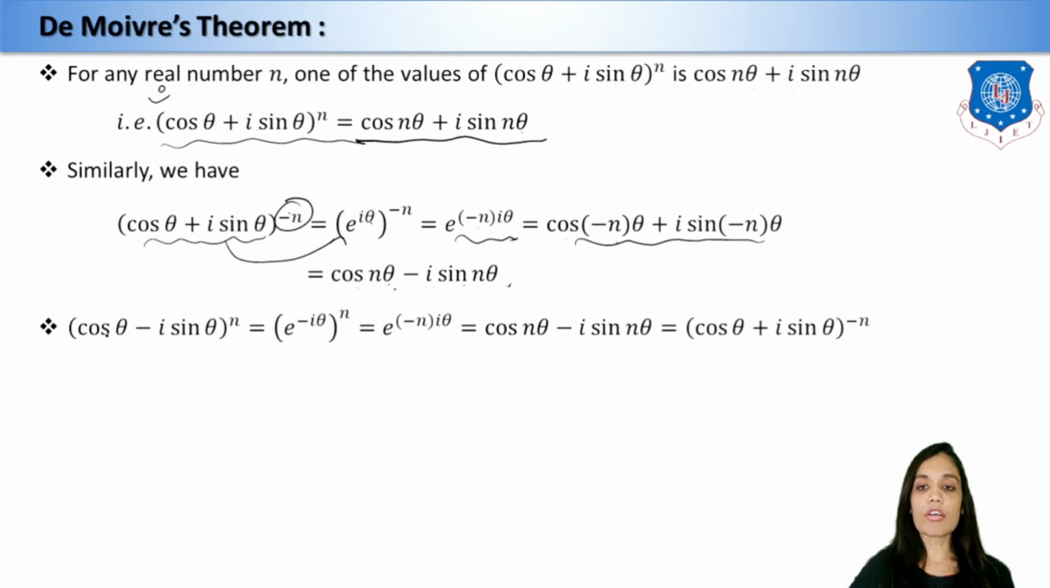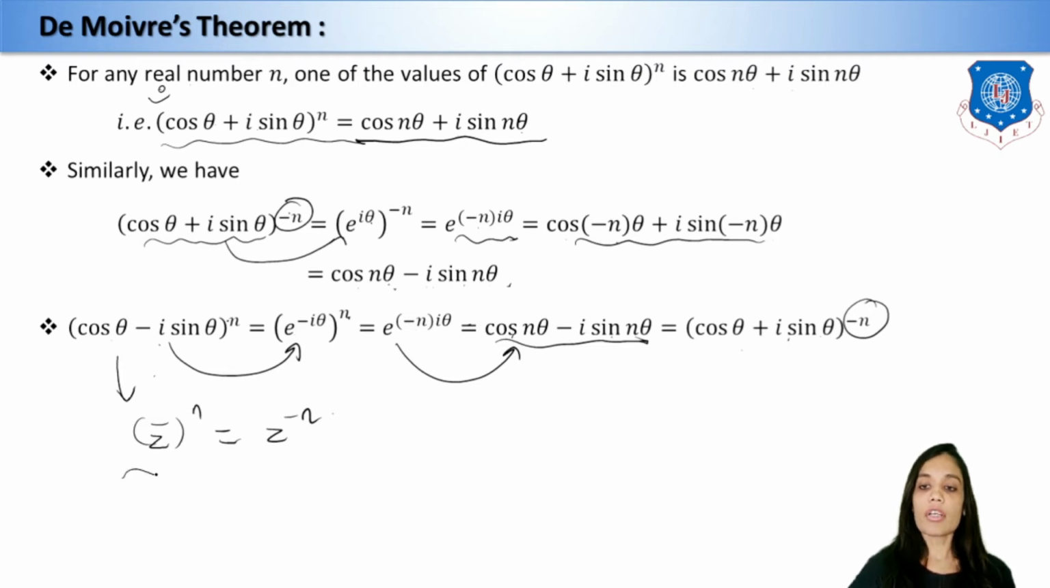Next, if we take the conjugate, (cos theta minus i sin theta) whole raised to n, this can be written as (e raised to minus i theta) whole raised to n. This simplifies to e raised to minus n i theta, and we can write this as cos n theta minus i sin n theta. And what is this equal to? (cos theta plus i sin theta) whole raised to minus n. So if we write z bar whole raised to n, it is equal to z raised to minus n. From this we have derived this identity.